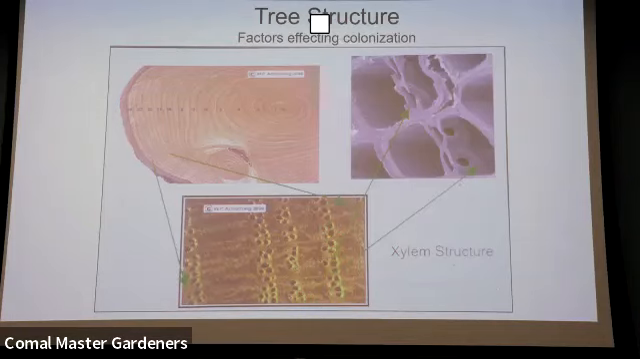Bur oaks, it's funny you mentioned bur oaks, because that is one of the oddballs. It's a white oak, but it's more like live oak in that it doesn't have a lot of resistance. It has some, but not a lot.